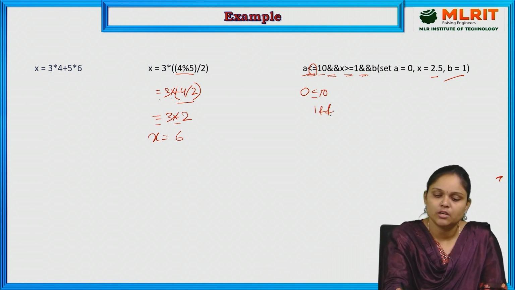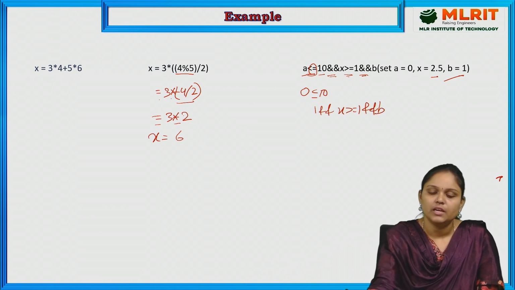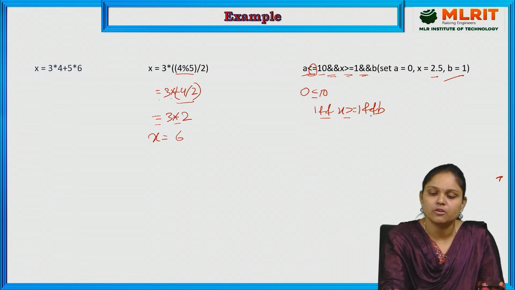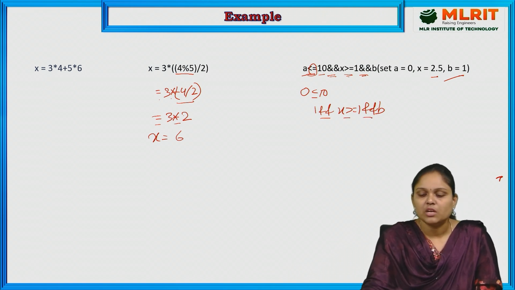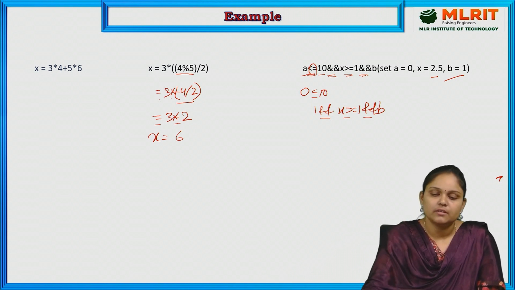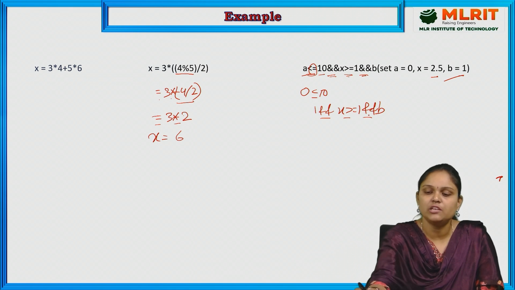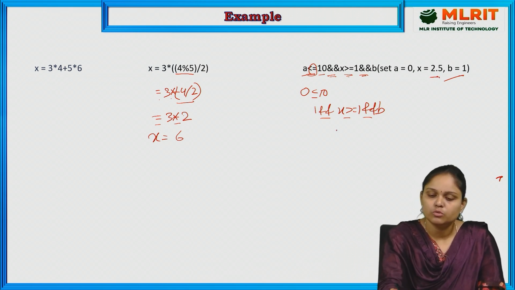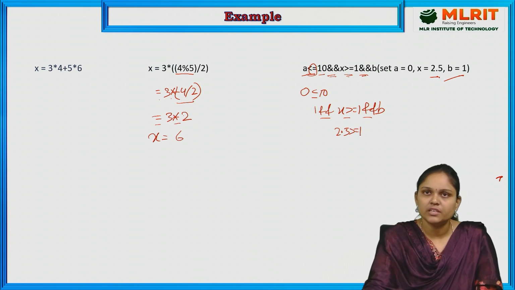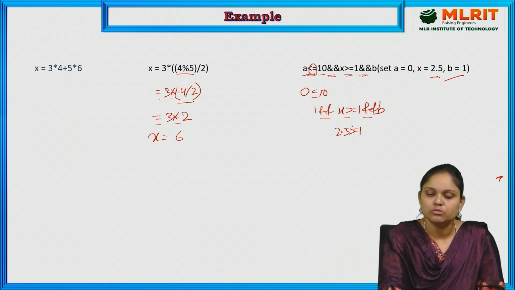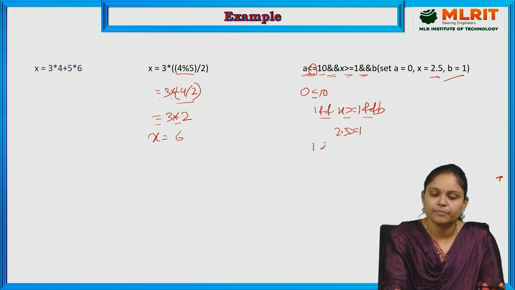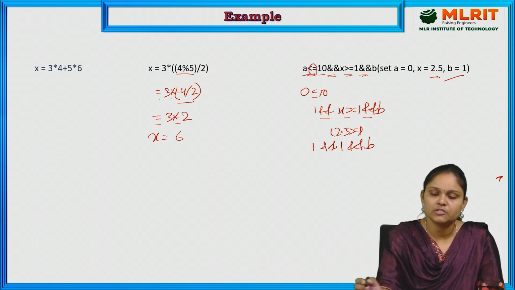Then we have the logical AND operator, x greater than or equals to 1, then the logical AND operator, and next b. Again we have logical AND, greater than or equals to, and less than or equals to operators. The greater than or equals to has higher priority than the logical operators. So x greater than or equals to 1, where the x value is 2.5. 2.5 is greater than or equals to 1, yes, true. So the condition here is true, and the value of this one is 1, and next the logical AND operator, and the next one is b.